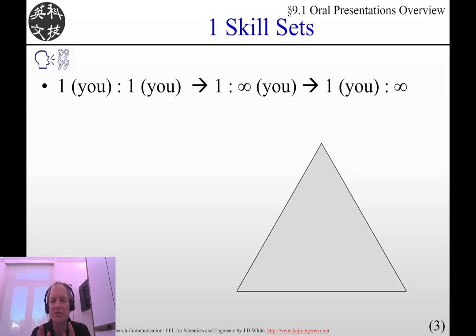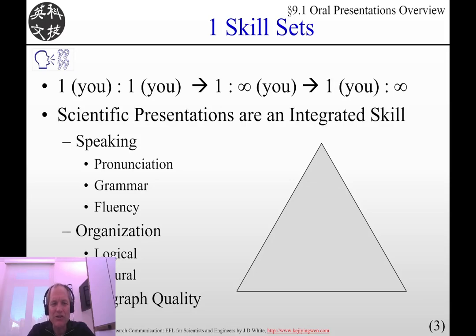Now, the skill set is very different because if you're speaking to one person, it's very easy to recognize if the person understands you or is very confused. And they probably will ask you. But if you are speaking to a whole class, it's quite possible the class will not respond to you or tell you that they're not listening, they're bored, they can't understand. So the skill set that we are trying to evaluate is to recognize that these scientific presentations are an integrated skill set.